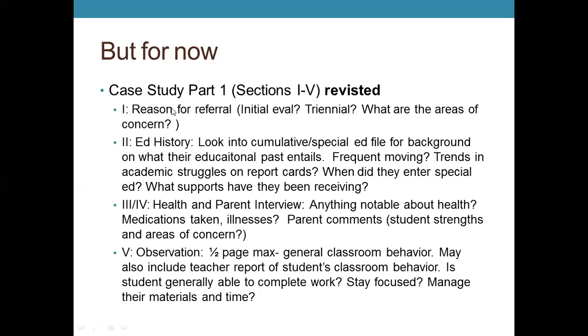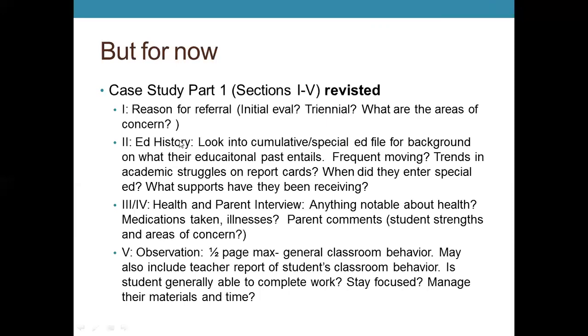It's just starting off with the reason for referral. So is this an initial evaluation for special ed? And if so, who referred the student? Was it their parent? Was it the student success team? And what were the areas of concern? Or is it a triennial, in which case you'll say this is a triennial evaluation, every 3 years that a student is in special ed, they're reevaluated to see their ongoing eligibility and areas of need. So your reason for referral is very brief, just a couple of sentences.